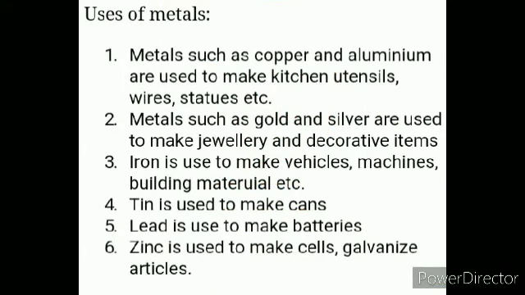Here are some uses of metals. Metals such as copper and aluminum are used to make kitchen utensils, wires, statues, etc. Metals such as gold and silver are used to make jewelry and decorative items. Iron is used to make vehicles, machines, building material, etc. Tin is used to make cans and lead is used to make batteries. Zinc is used to make cells, galvanized articles.